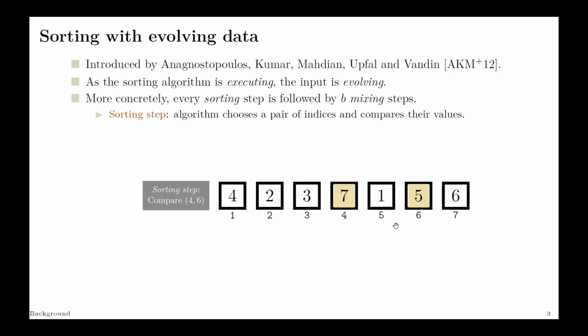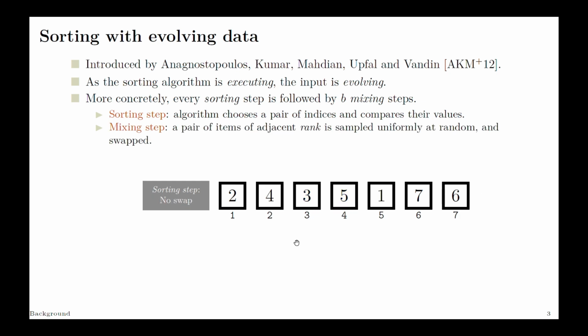So, for example, if it chooses indices 4 and 6, the elements are out of order, so it sorts them. Same for elements at positions 1 and 2, and for positions 3 and 4, it may do nothing.